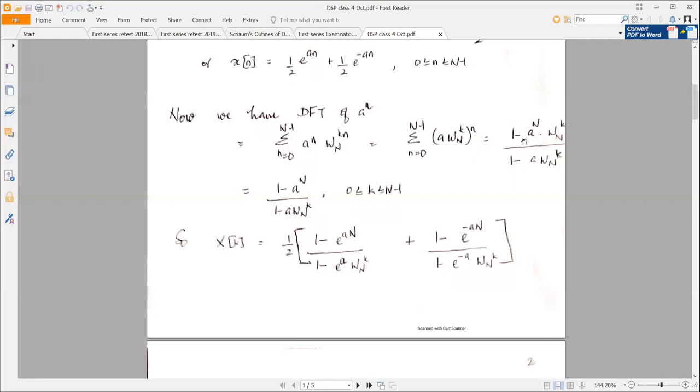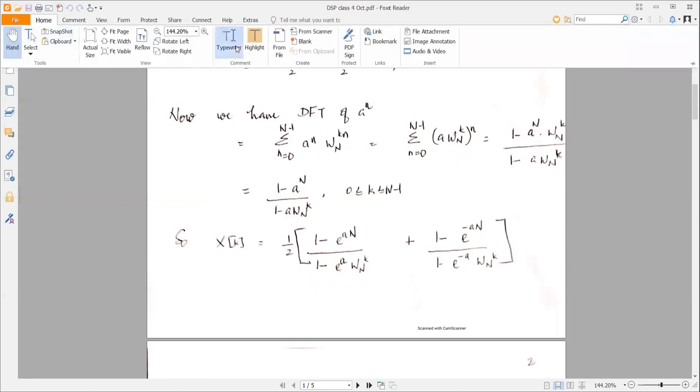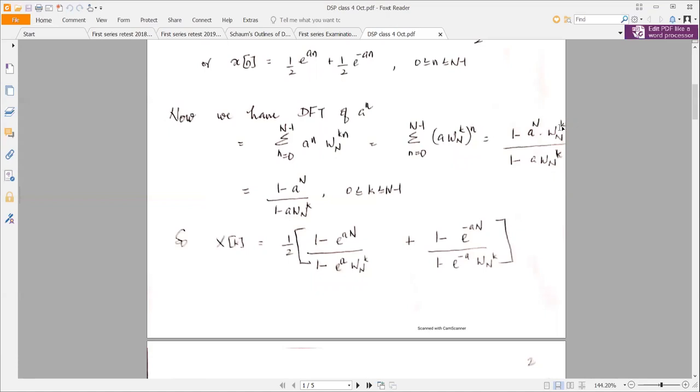So that would be 1 minus a raised to N. Then the second term would be W_N raised to kN. That term is not appearing in the PDF. So the second part is 1 minus a W_N raised to kN, divided by 1 minus r, which is 1 minus a W_N raised to k. Now W_N raised to kN is equal to 1. So therefore we can write this as 1 minus a raised to N by 1 minus a W_N raised to k for 0 less than or equal to k less than or equal to N minus 1. Okay. So here you would have had a capital N.